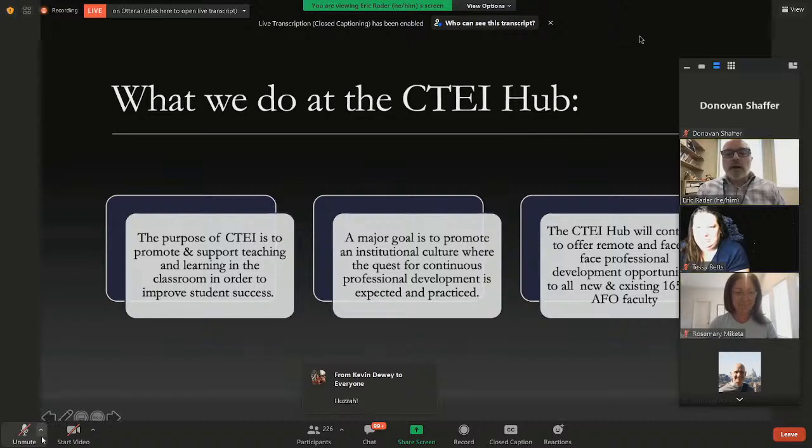So we're going to just kind of take turns, I guess, here. So this gives you an overview of the CTEI Hub. That's kind of the name we've given ourselves for kind of what we do. We have an online presence right now, eventually a physical presence again, but at the moment it's all online. So our goal, our purpose as a center is to promote and support teaching and learning in the classroom to improve student success. That's our goal as an institution, obviously.